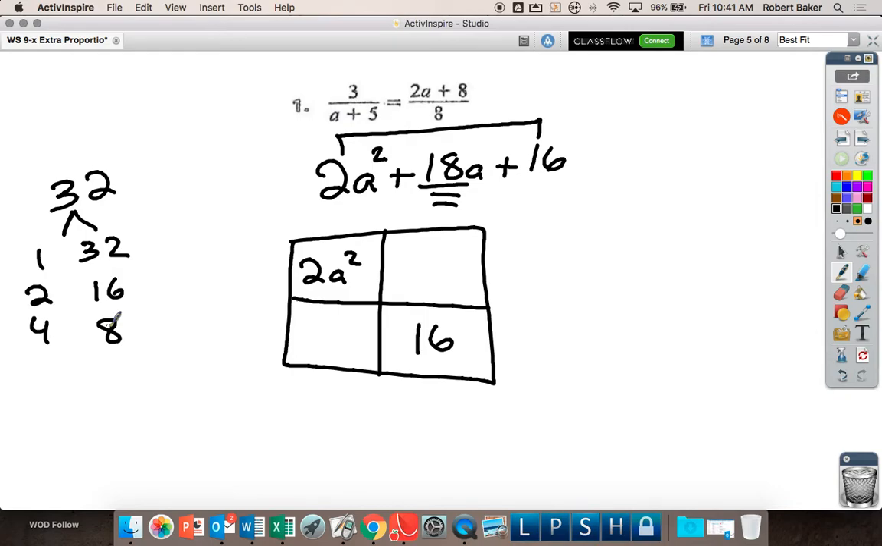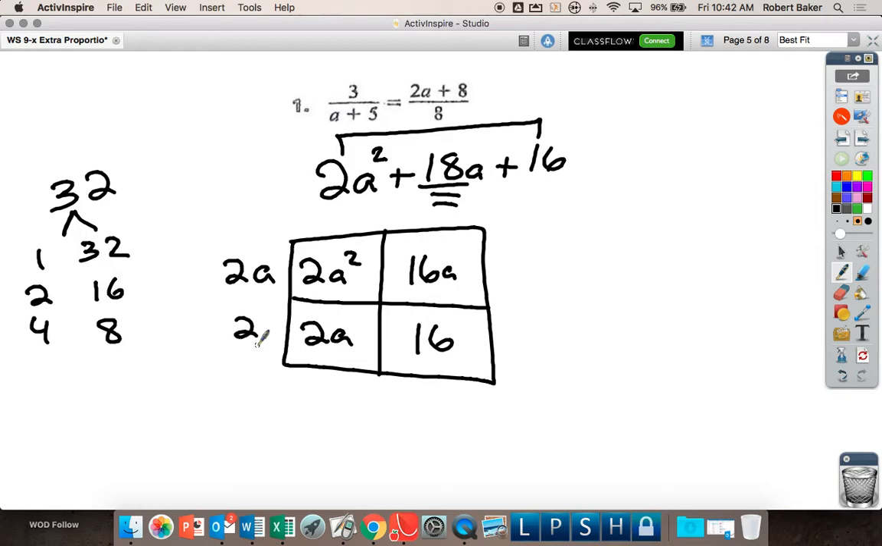It doesn't matter where you go: 2a here, 16a here. So I have the same trinomial written in a box: 2a squared plus 18a plus 16. Now all I've got to do is factor. Greatest common factor. What is the biggest thing that 2a squared and 16a both share? 2a. They share 2 and they share an a. What is the biggest thing that 2a and 16 both share? 2.